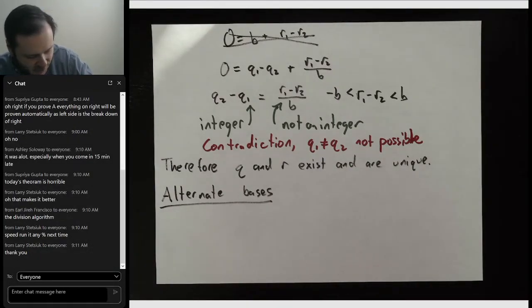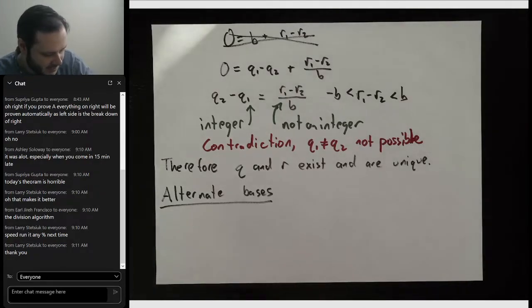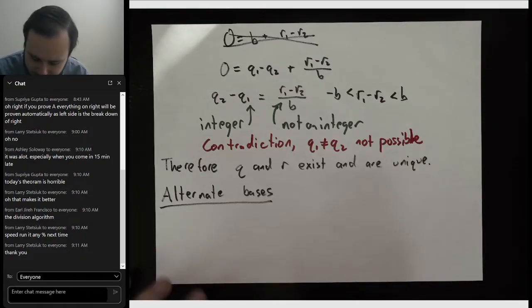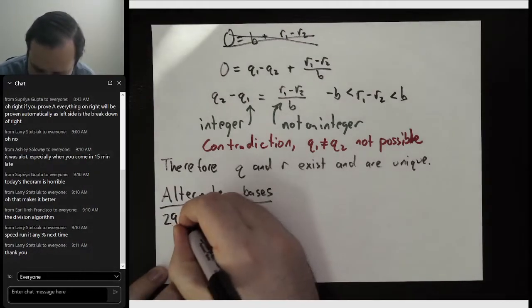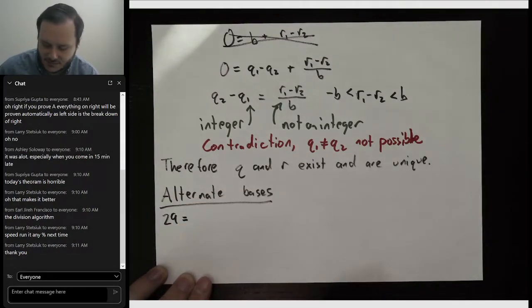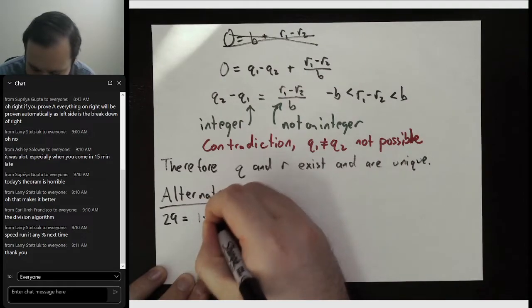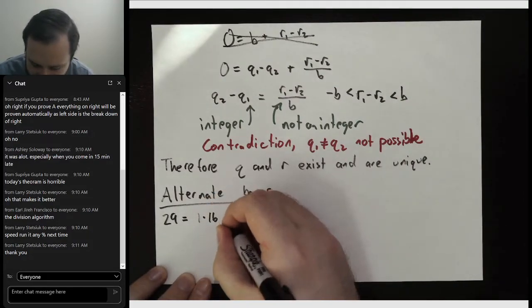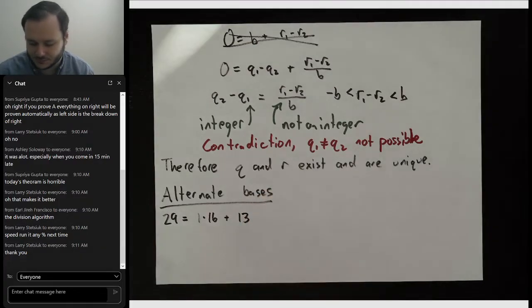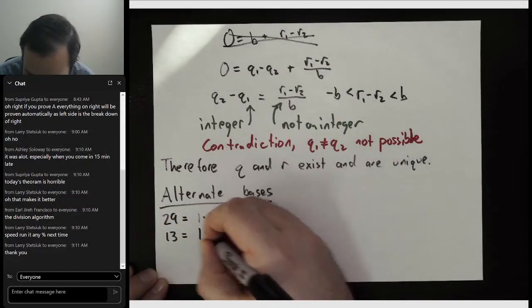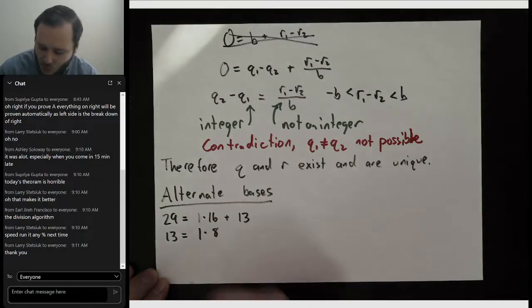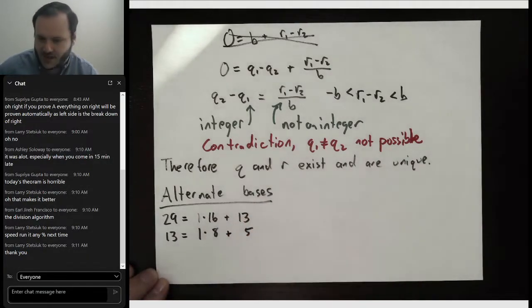The division algorithm says I can divide things with remainder, and that turns out to be super important. If I look at the number 29, and I divide it by 16, 29 is 1 times 16 with a remainder of 13. And then if I look at 13, 13 divided by 8 is 1 with a remainder of 5.